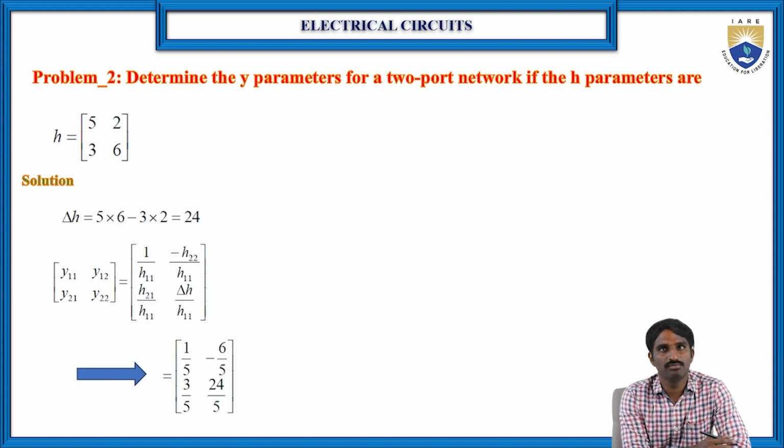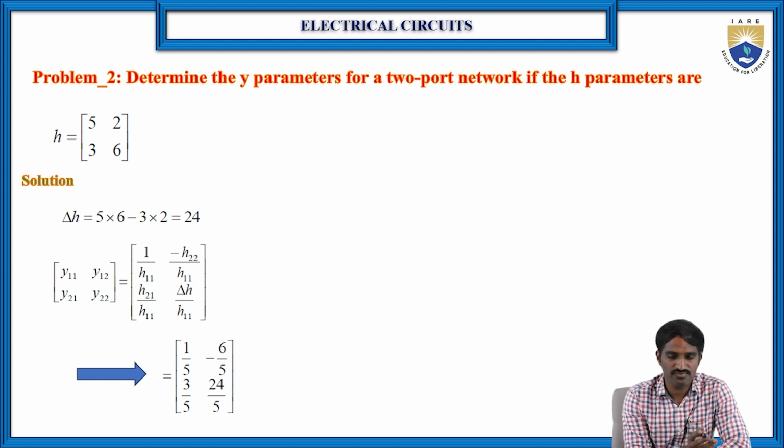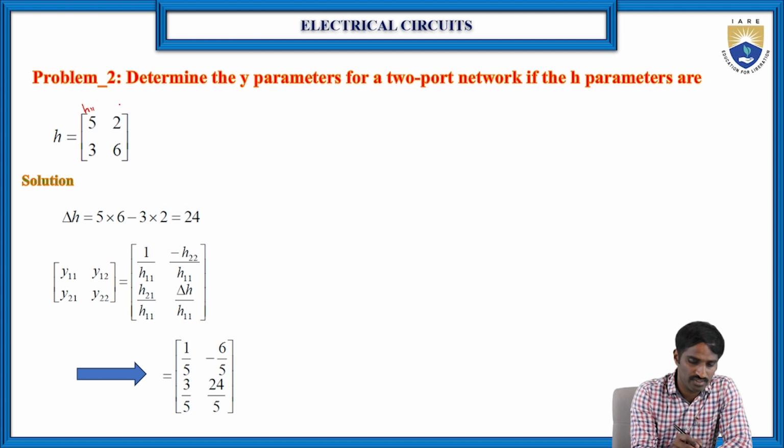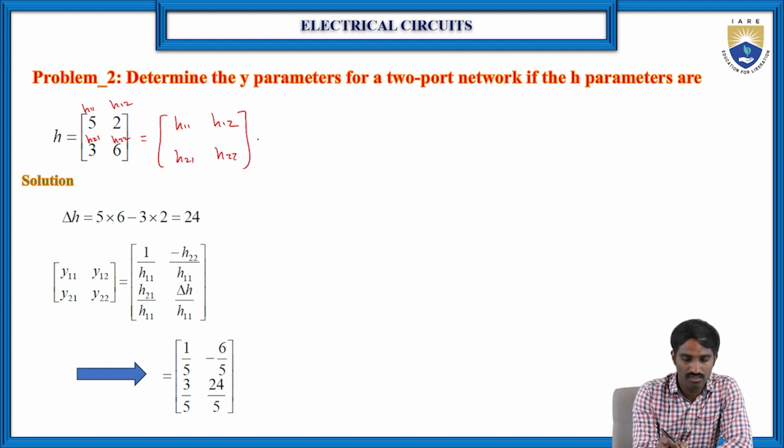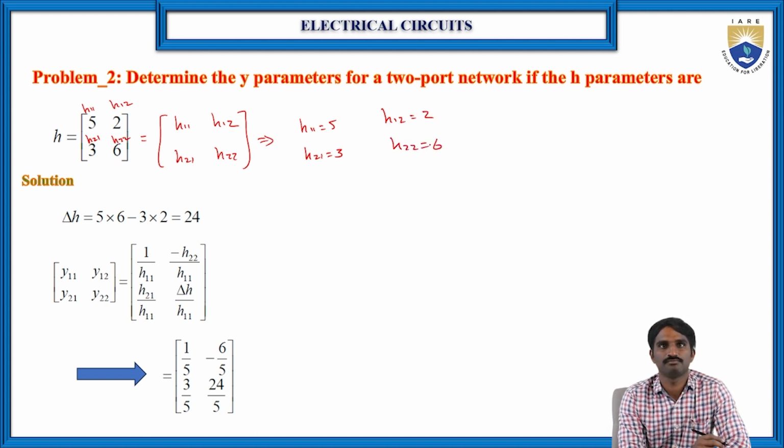Then another problem: the Y parameters from the H parameters. We know the H parameters, like H11, H12, H21 and H22, right? Or simply we can write it like this, H11, H12 and H21, H22. Here H11 is equal to 5, H21 is equal to 3, H12 is equal to 2, and H22 is equal to 6, right?